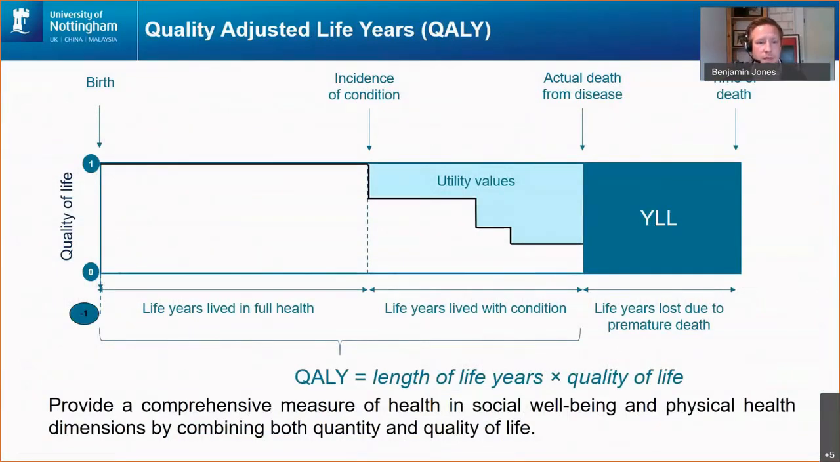Okay, so let's consider the QALY then. On the y-axis, you have quality of life, which is given by a number between 0 and 1, and QALY then considers the years of life lived in full health before life years lived with the condition occur at some point in time. It stops counting then when the person dies. So it provides a comprehensive measure of health in social well-being and physical health dimensions by combining both quality of life and quantity of life.